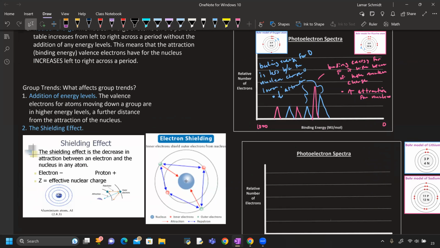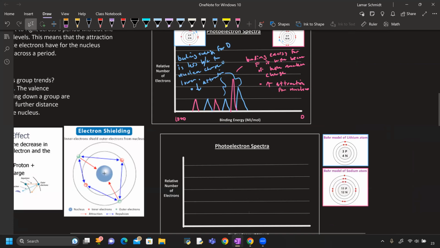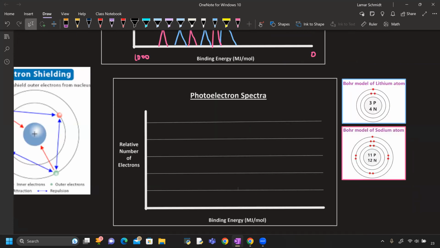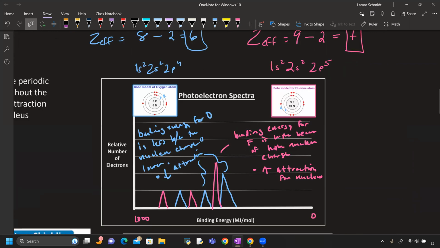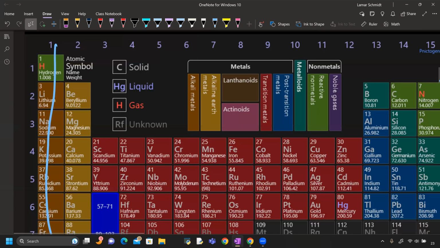So the addition of energy levels: moving down, electrons are on higher energy levels, a further distance from the nucleus. So what does that look like? Here we have the photoelectron spectrum for that. Notice we have lithium and sodium. They're both in group 1. And just to highlight this, even though you can go to your periodic table, we see lithium, and then below lithium is sodium.